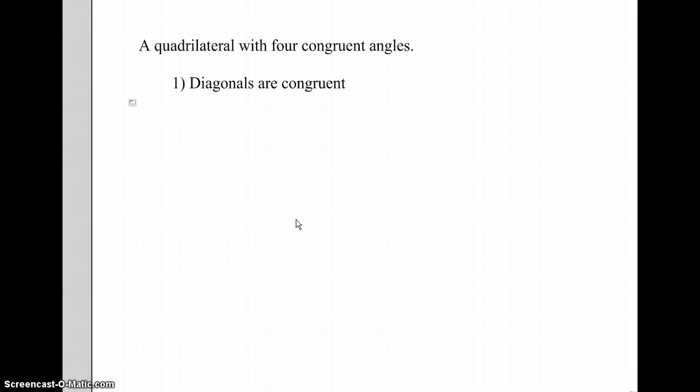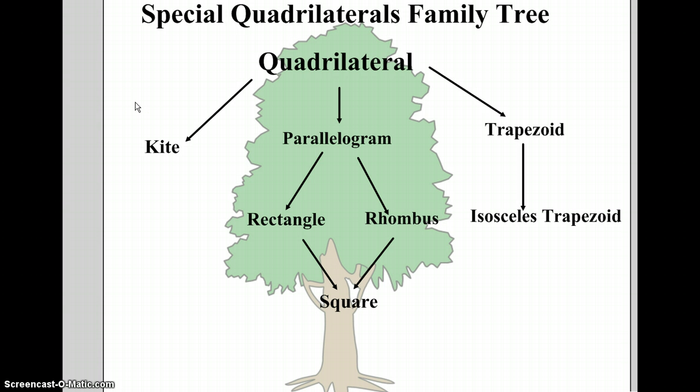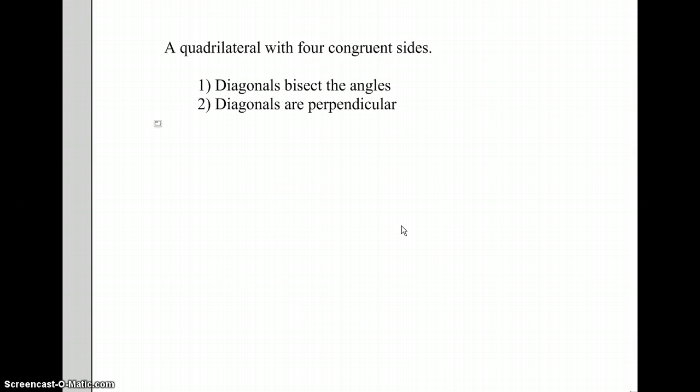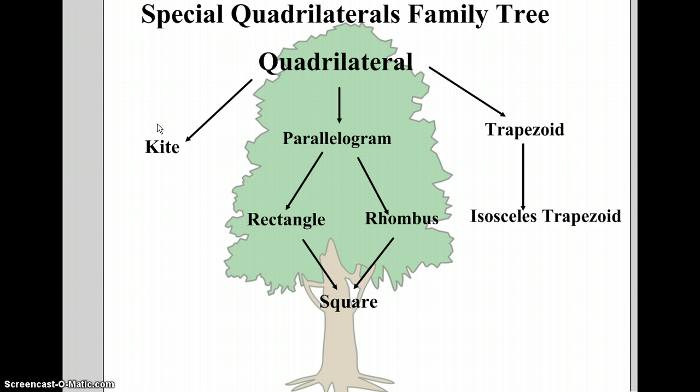With the rectangle, there's an additional piece of information. So the rectangle is a quadrilateral with four congruent angles, and the diagonals of a rectangle are congruent. When we talk about a rhombus, we know it to be an equilateral quadrilateral, or a quadrilateral with four congruent sides, but there's two other things you need to know. The diagonals bisect the angles, and the diagonals are perpendicular to one another. So in addition to all the parallelogram traits, the rectangle and rhombus each have some unique traits.